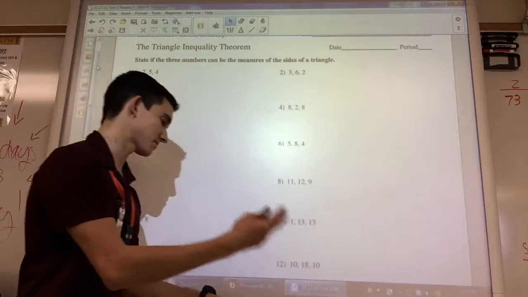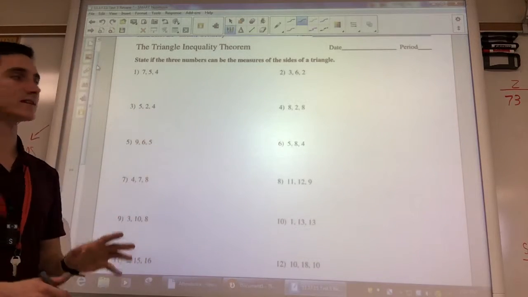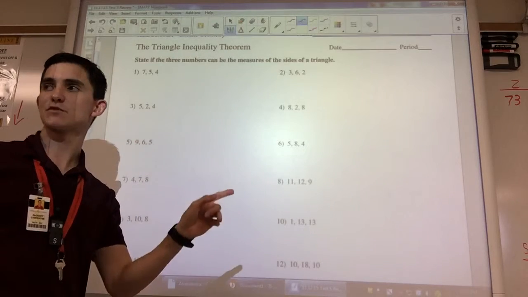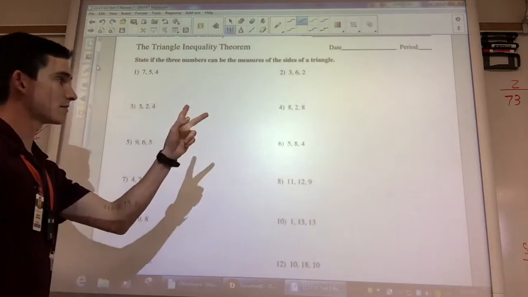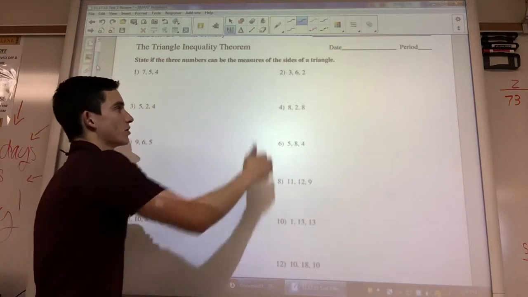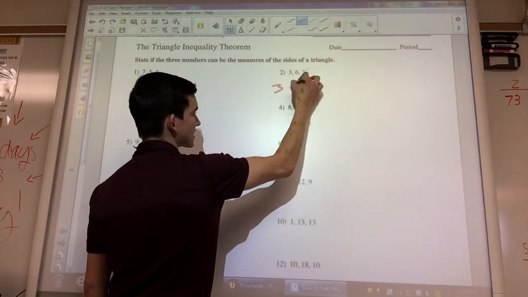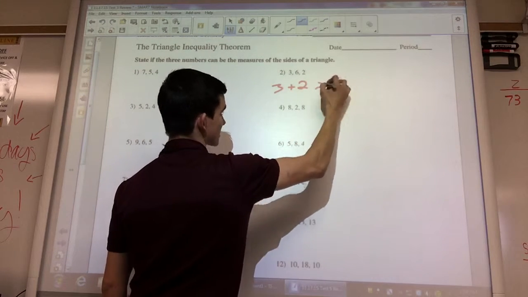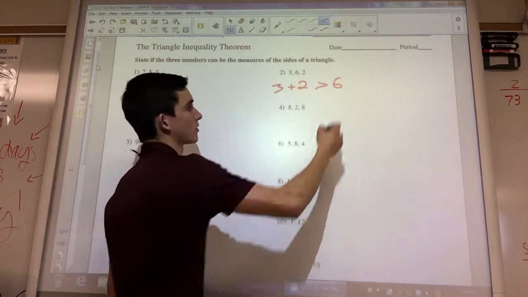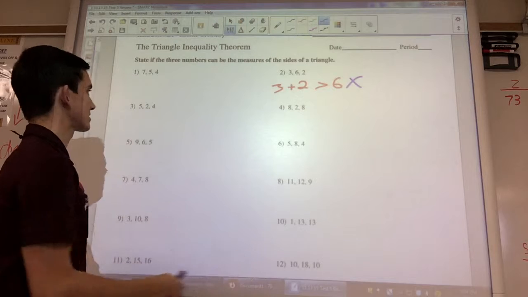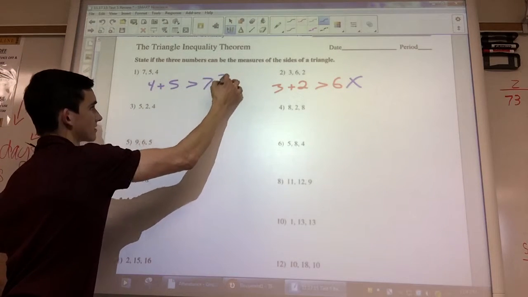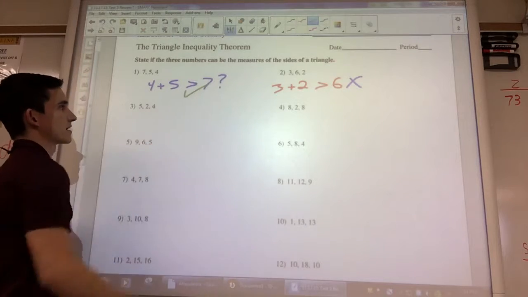Triangle inequality theorem. This is something that we've already worked a few times. When you're given three sides, if it's possible to make a triangle out of them, the sum of the two smallest sides has to exceed the third side. So in this case, the two smaller sides, 3 plus 2, have to be bigger than 6. Is that true? Is 3 plus 2 bigger than 6? No. So it's not a triangle. That one can never be a triangle. Is 4 plus 5 bigger than 7? Yeah, that is a triangle.